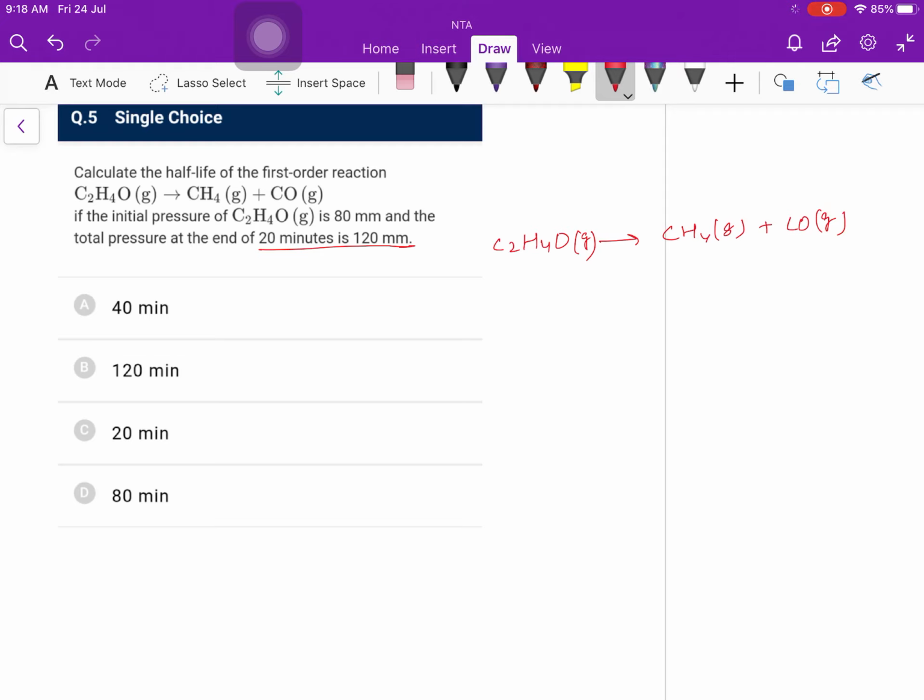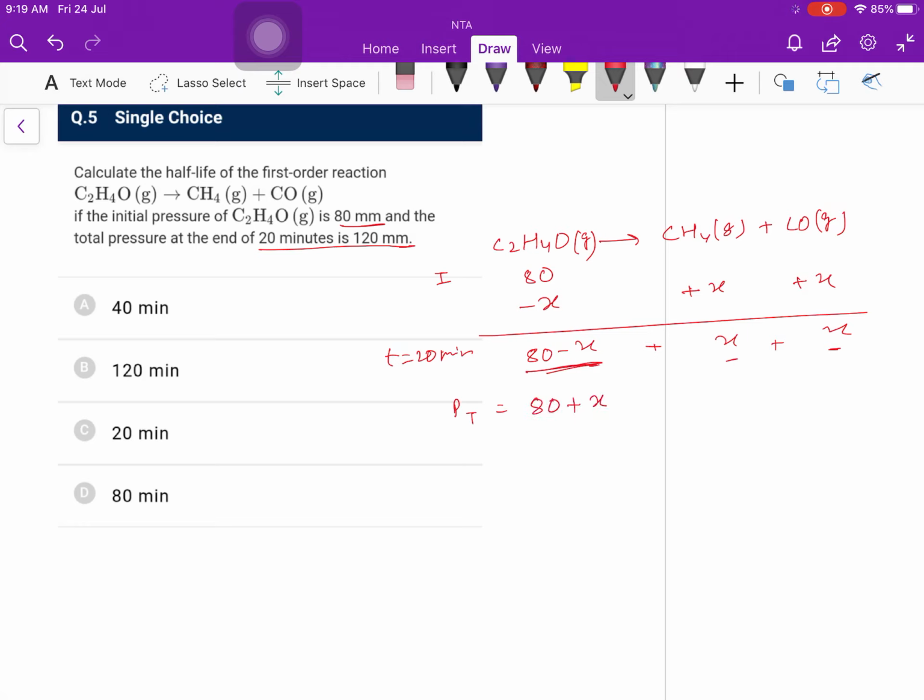Now initial pressure is 80 mm Hg, and after 20 minutes let the change be x, so minus x, plus x and plus x. So after time 20 minutes, we get 80 minus x, x and x. So total pressure becomes this plus this plus this: 80 minus x plus x plus x, from Dalton's law of partial pressure we get 80 plus x, and this is equal to 120 because total pressure at the end of 20 minutes was 120 mm. So from here we get x is equal to 40 mm Hg.